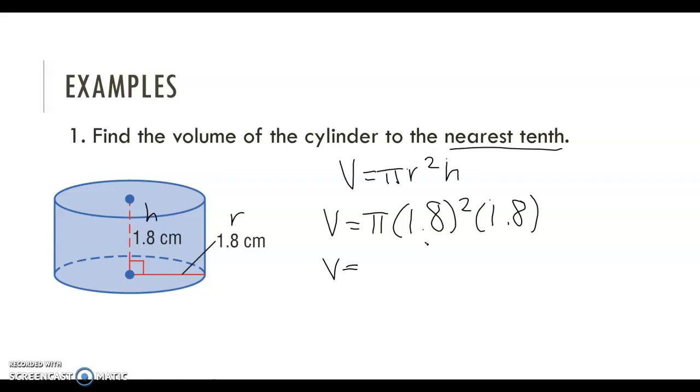So if I take 1.8 squared times 1.8, I get 5.832 pi. That would be your exact answer. Rounded to the nearest tenth, we would get a volume of 18.3, and we are measuring in cubic centimeters.